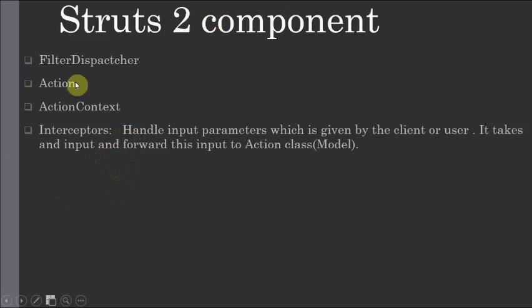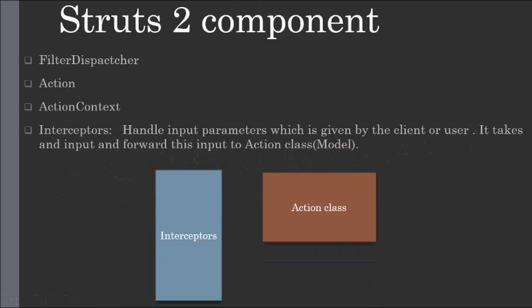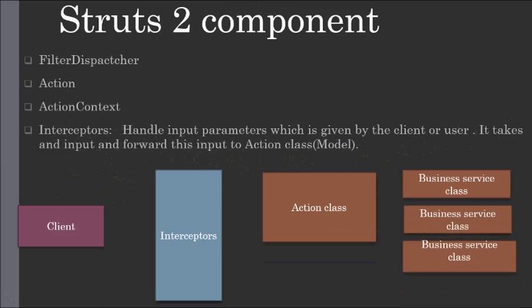The work of the interceptor is to handle input parameters given by the client or user. It takes an input and forwards this input to the action class or model. Look at this: these are different business service classes, like get id, get name, user id. So these are different classes.